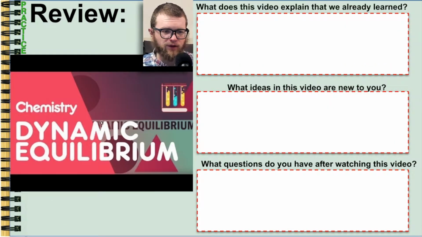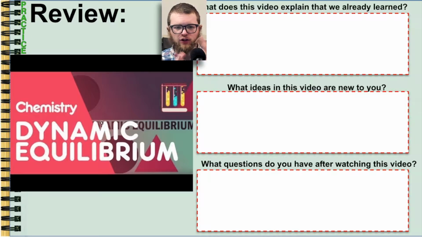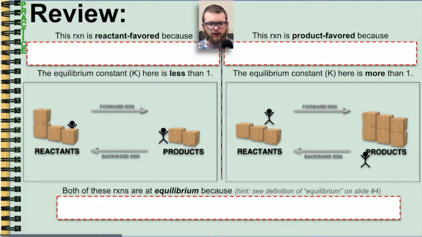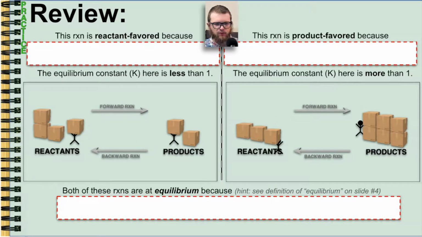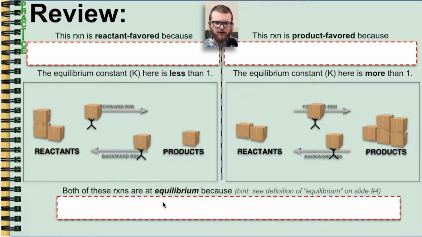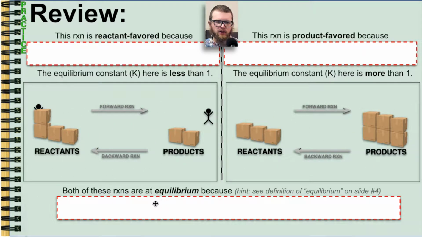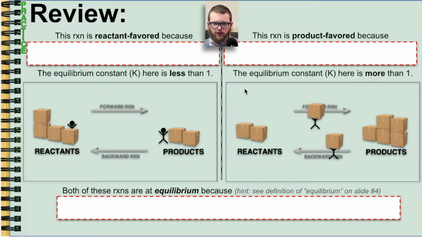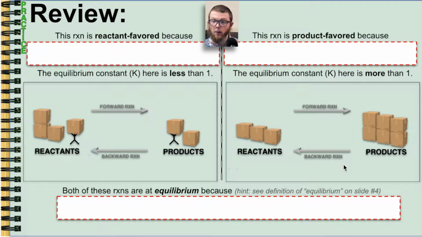All right, so hopefully that video gave you some new understanding or just reaffirmed understanding you already had. Now let's apply that understanding to some of these ideas we've talked about before. One of these reactions is reactant favored, the one on the left here, and the reaction on the right is product favored. So if it's reactant favored, the equilibrium constant over here is less than 1. If it's product favored, the equilibrium constant over here is more than 1. So that's where the equilibrium constant is.